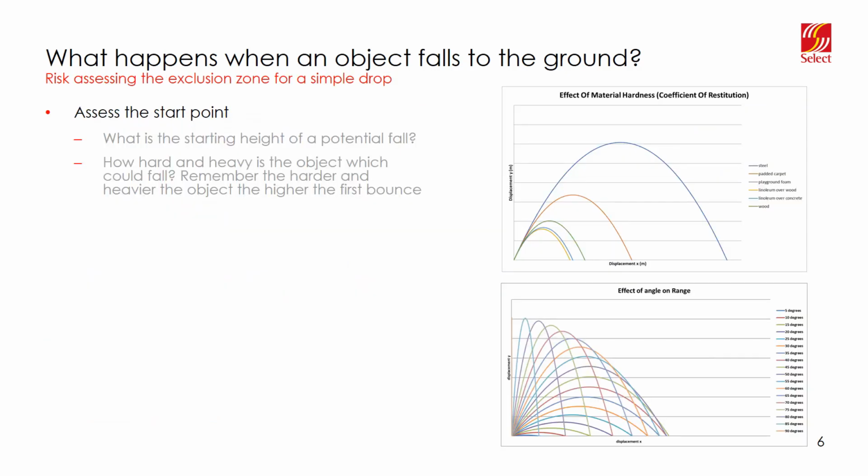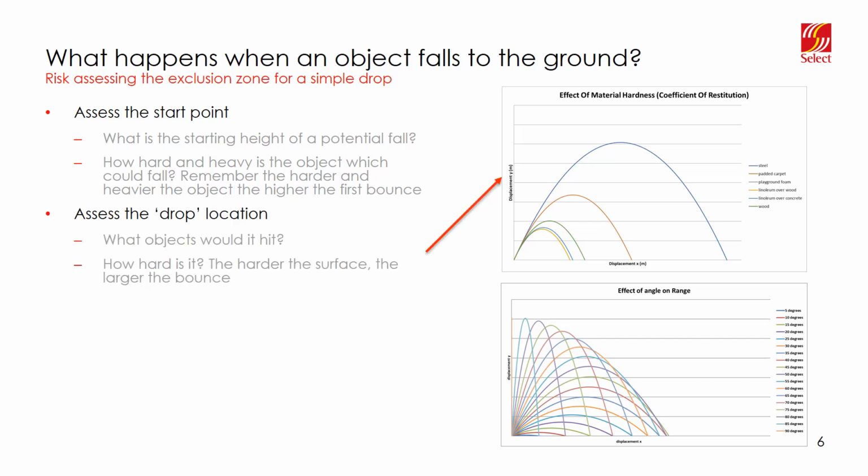So here we use the theory to look at an object falling to the ground to assess the risk. Firstly, look at the starting point. What's the height the object could fall from? Now look at the objects which could fall. How heavy and hard are they? Remember, the heavier and harder the object, the higher the first bounce. Now look at the potential impact area. How hard is the surface? The harder the surface, the higher the bounce.